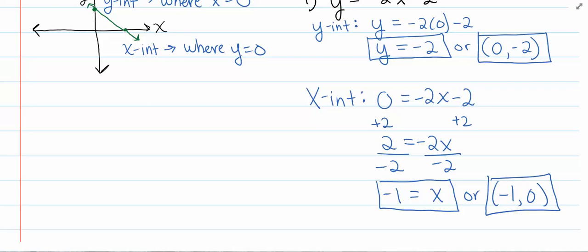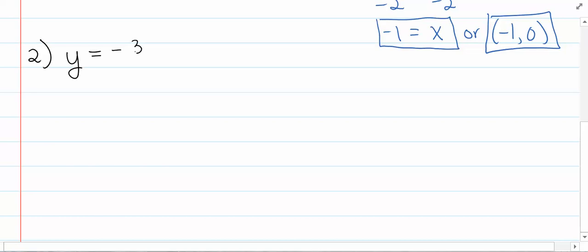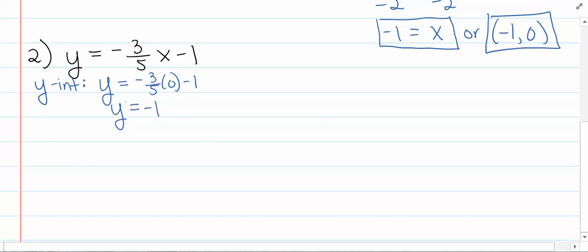If you look down to, let's just do number 2 and number 3 because those ones are good to talk about. So number 2, you have y equals negative 3/5 x minus 1. You want to find your y-intercept, so you know that's where x equals 0. So you're going to plug in 0 for x. And we know that anything times 0 is just 0. So therefore, if we solve for y, y is negative 1. Or we can list it as an ordered pair, 0, negative 1, because remember x was 0.